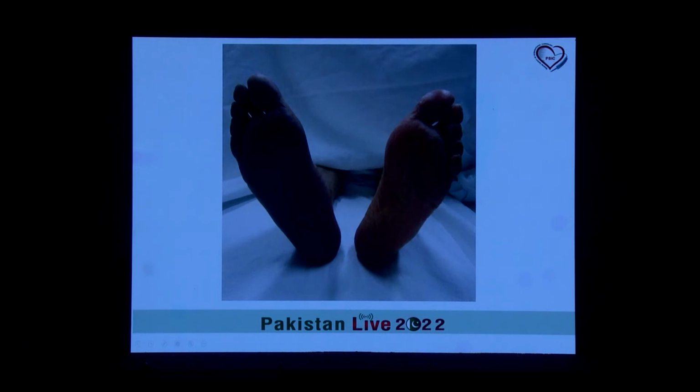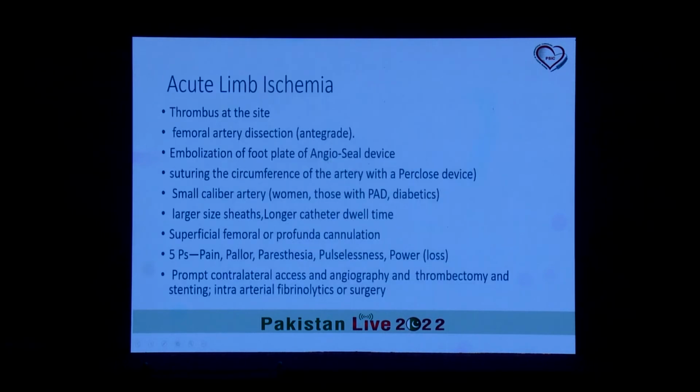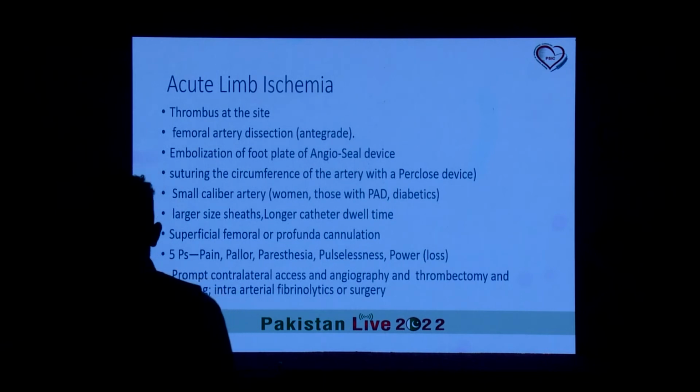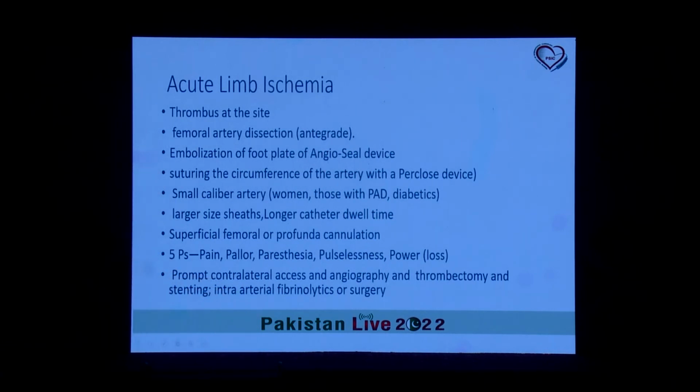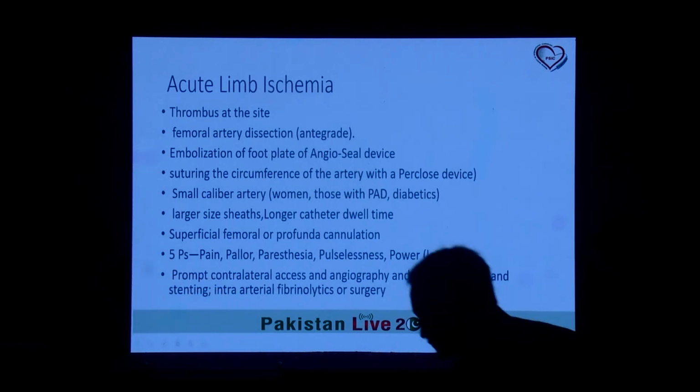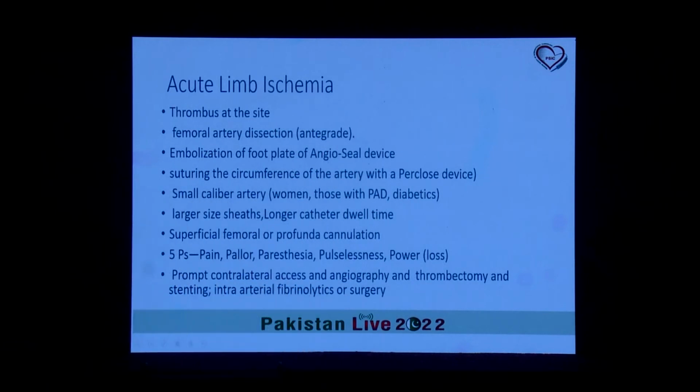What is this? The patient had an angiogram like 8-9 hours back, pain in the same leg, and on first view you say, oh, this is acute limb ischemia. Thrombus at the site, most of the time, is due to femoral artery dissection. Well, there can also be embolization of the footplate of the Angio-Seal. The Angio-Seal devices which we are using can embolize at times when they are not properly pulled.